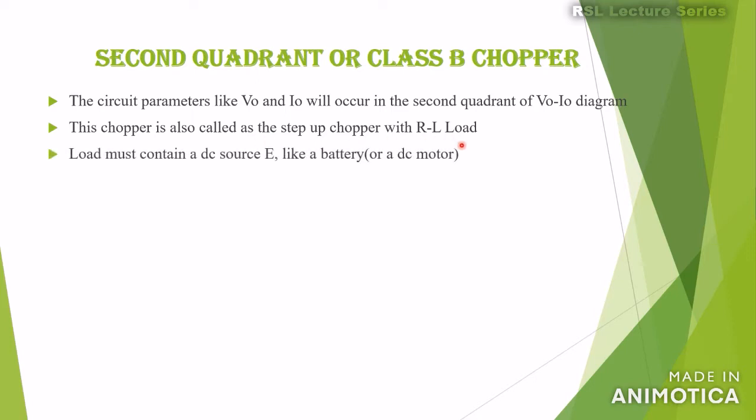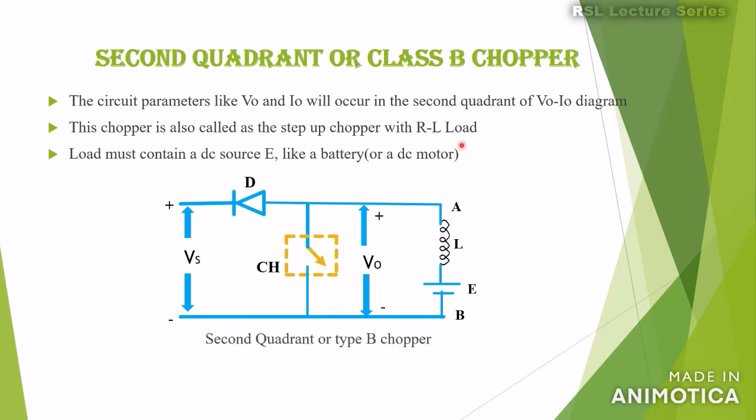And the load must contain a DC source E, like a battery, or a DC motor can be used as a load. So this is a schematic diagram for a second quadrant or type B chopper. Here Vs is the supply voltage, a fixed value of DC voltage, and CH is a semiconductor device. Any one of the semiconductor devices can be used, and D is the diode.